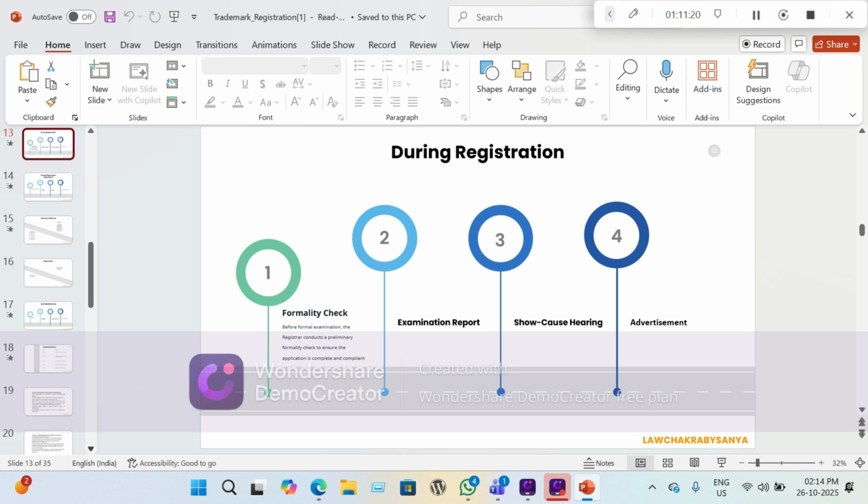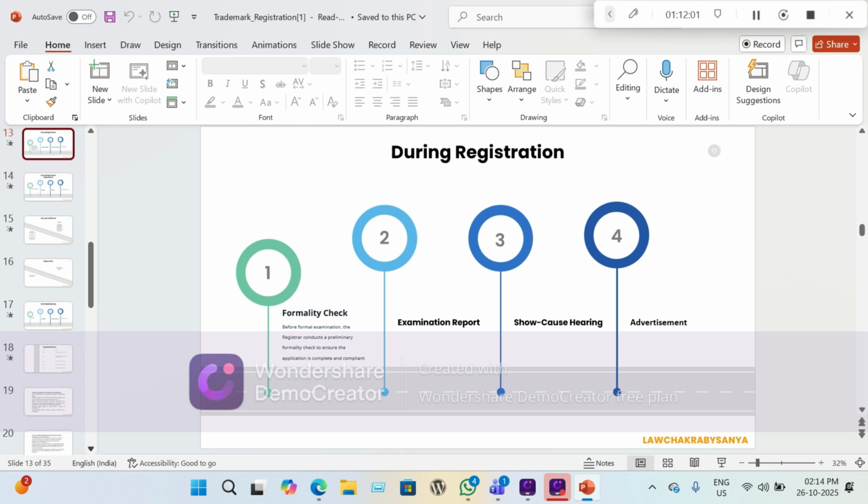Then, once it goes through the formality check pass stage, when it has been passed, you go to the stage of examination report. Now, an examiner or a registrar will examine your application, and they will give you an examination report. That examination report usually carries objections under Section 9 of the Trademark Act or Section 11 of the Trademark Act. Broadly, they will say that your mark is not capable of distinguishing your goods from somebody else's goods, or it is directly talking about the goods or services that you're going to provide.